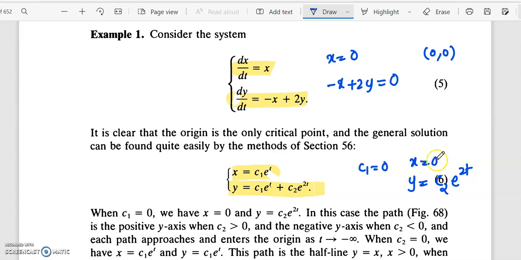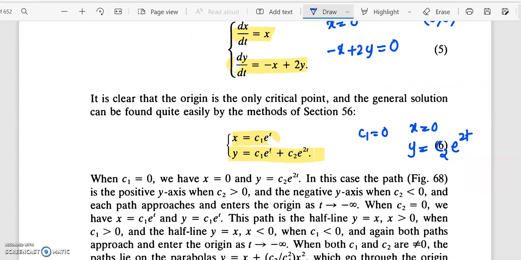x equal to 0 means that it is on the y axis. So we get points on the y axis. Now e raised to 2t is always positive, so depending on c2 you can get positive or negative values for y. Therefore the paths will be along the y-axis. So we will be getting two half lines, one is the positive y-axis and one is the negative y-axis. So the y-axis is one of our paths.